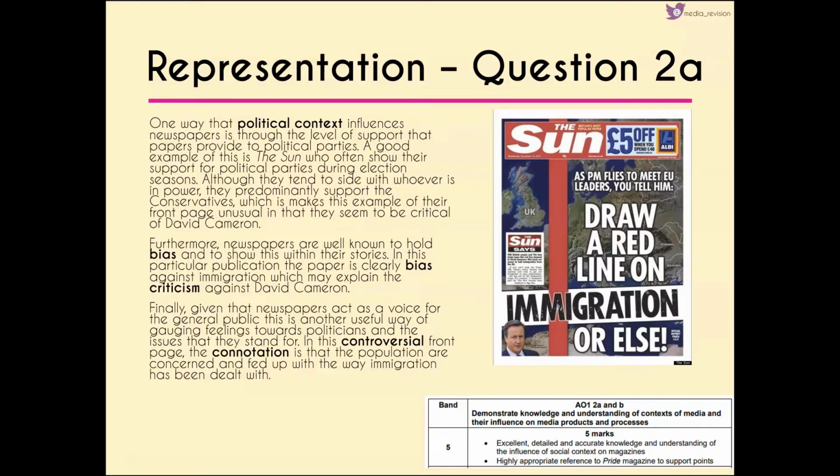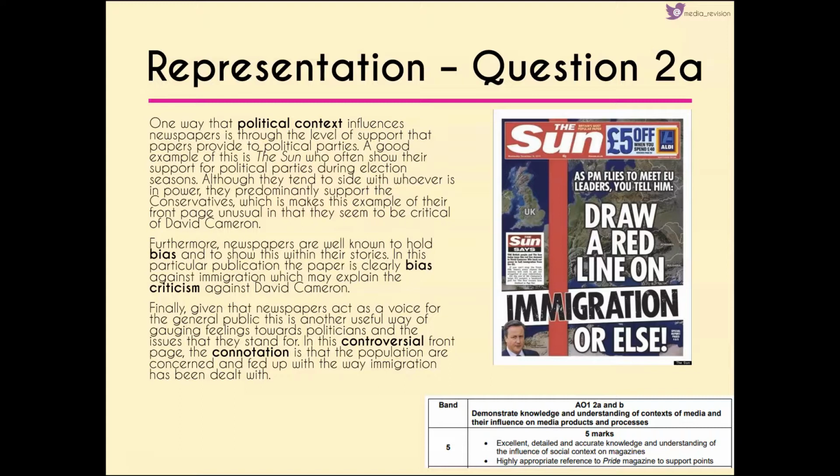One way that political context influences newspapers is through the level of support that papers provide to political parties. There's my point, look, I haven't mentioned the Sun yet at all. That's my point, and it's all about that political context. A good example of this is the Sun, who often show their support for political parties during election seasons. Although they tend to side with whoever is in power, they predominantly support the Conservatives, which makes this example of the front page unusual in that they seem to be critical of David Cameron.